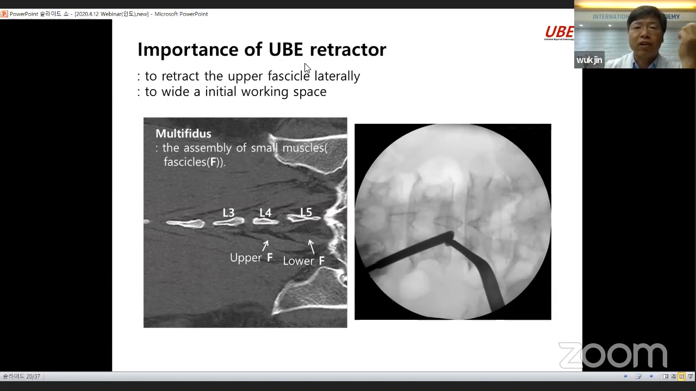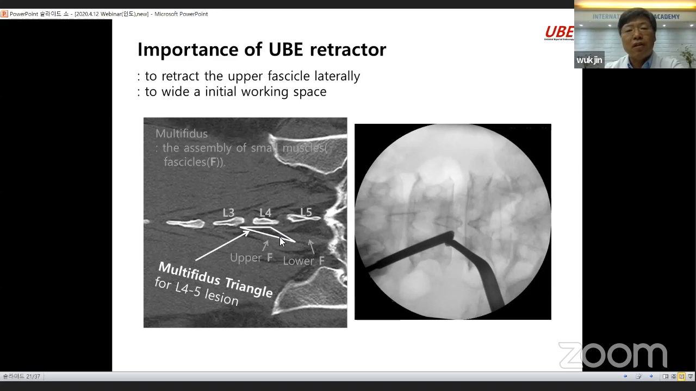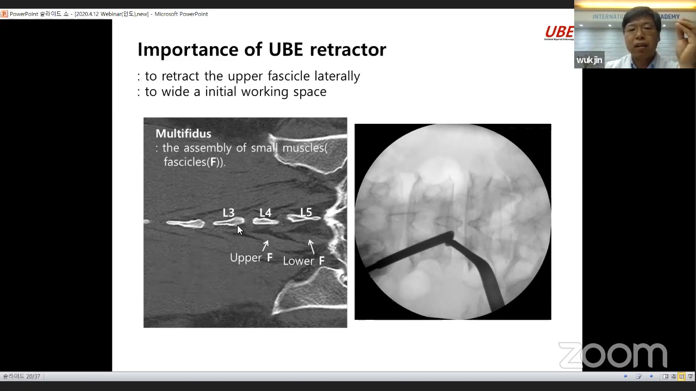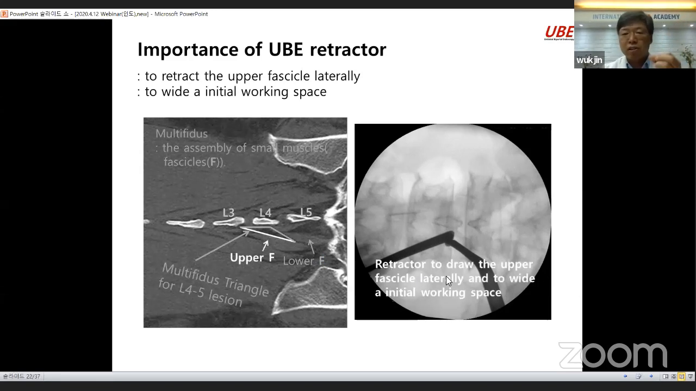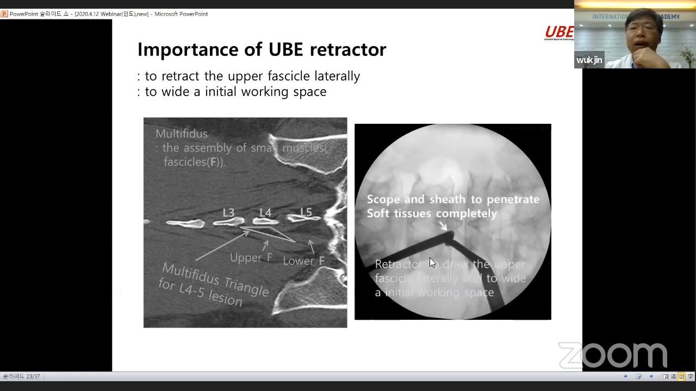Third, the importance of the retractor. The retractor draws the upper fascia laterally to make the initial working space. The multifidus is an assembly of small muscle fascia. The upper fascia inserts at L3, and the lower fascia here, forming a multifidus triangle. If you want to operate at the L4-5 level, the upper fascia inserts at L3 and the lower fascia at L4. The retractor draws the upper fascia laterally to widen the initial working space. Finally, the scope and cannula can penetrate the soft tissue completely.